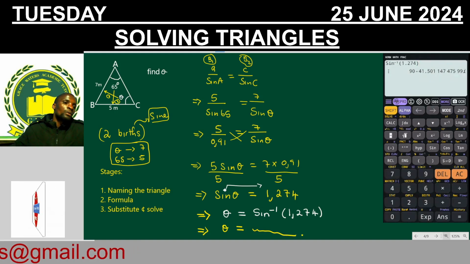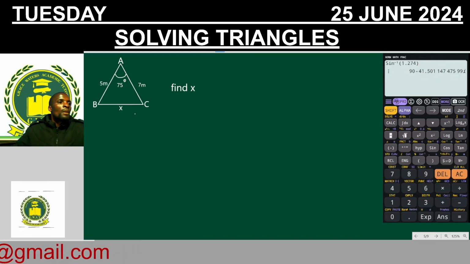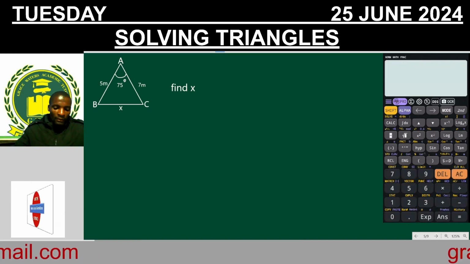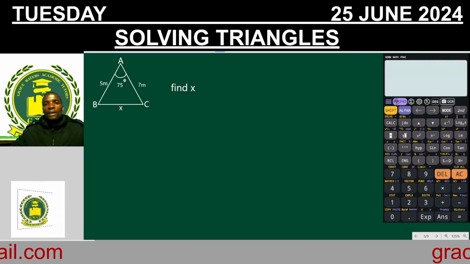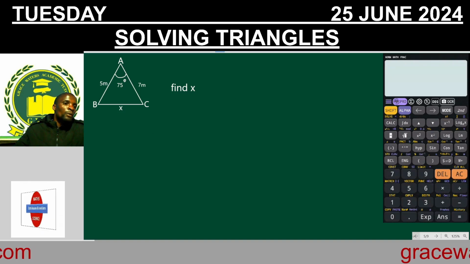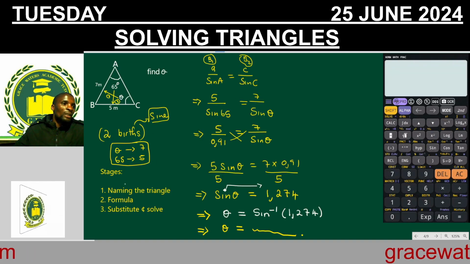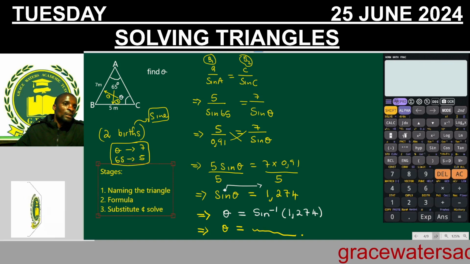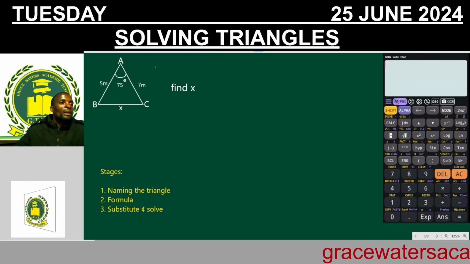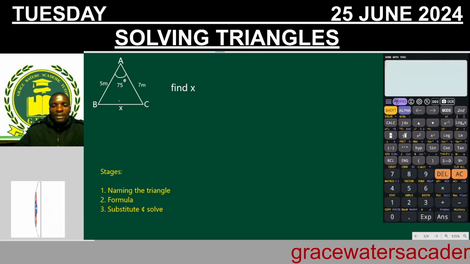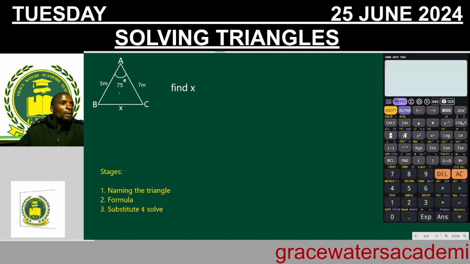Fine, let's go to the next question. So the next question here is reading find x when you're given a triangle like this one. Don't forget the rules because they are the most important thing. So let's take our rules with us, put them into the bag and go. So it is saying find x. First thing is to name the triangle.